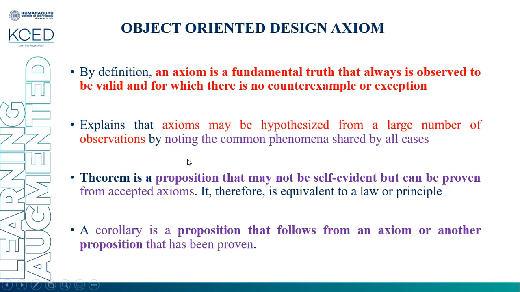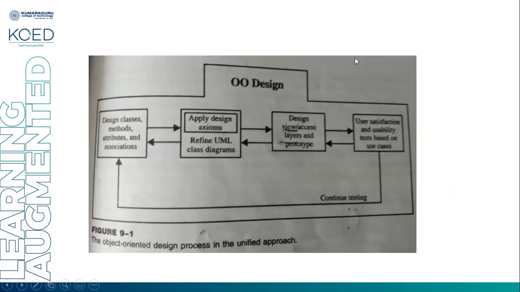The second one is the theorem. A theorem is a proposition that may not be self-evident but can be proven from the accepted axioms. It is therefore equivalent to a law or principle. A corollary is a proposition that follows from an axiom or another proposition that has to be proven. So these are the object-oriented design axioms.